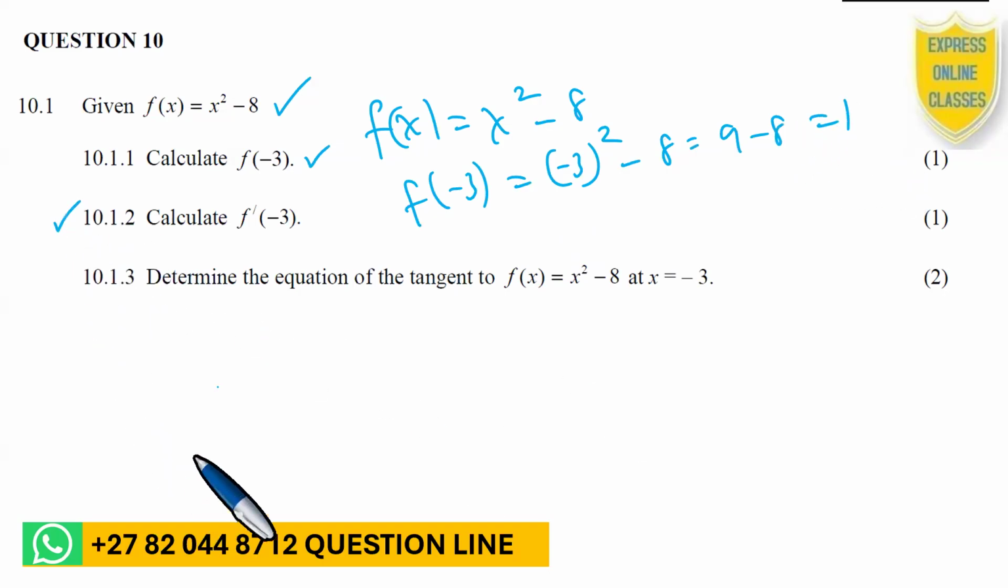Now, 10.1.2 says calculate f prime of minus 3. 1 mark. You have 1 minute. It's minus 6.